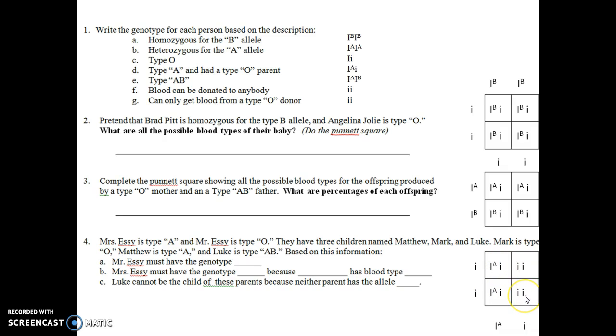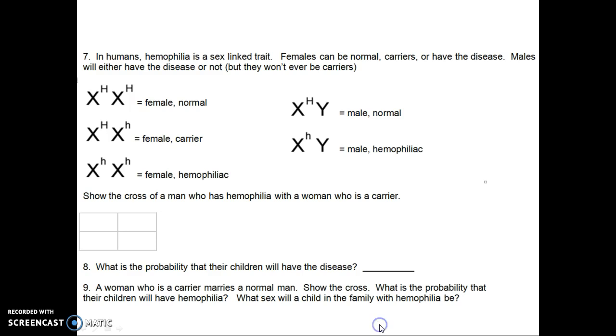But Luke can't be their child because nobody has a B allele to give him. Luke would need to have the capital I B allele somewhere in his blood, and he didn't get that from either of these parents. So Luke is not their child. All right, let's move on.